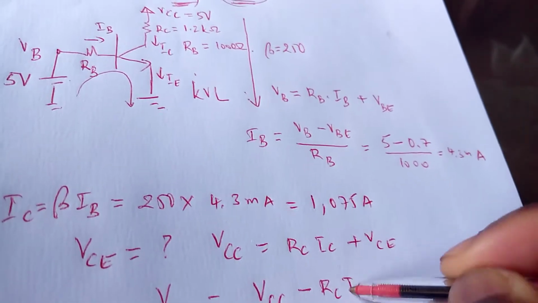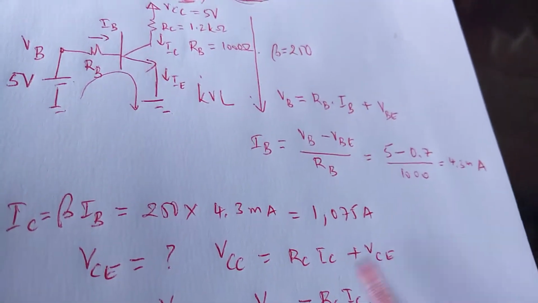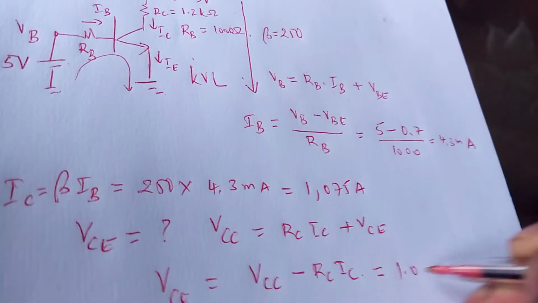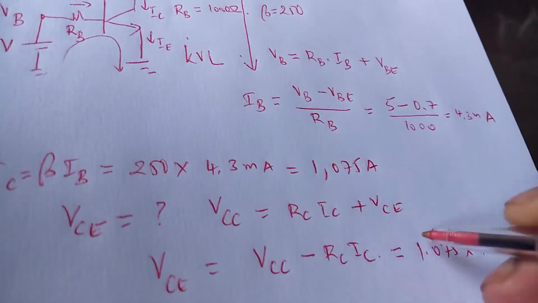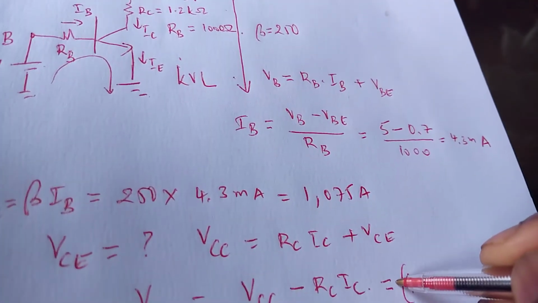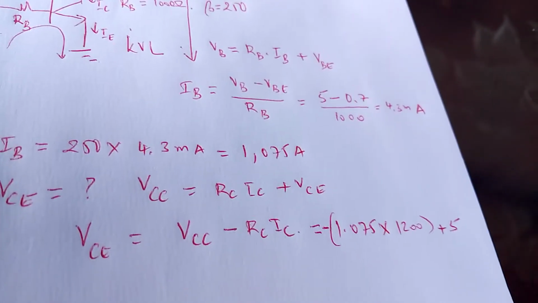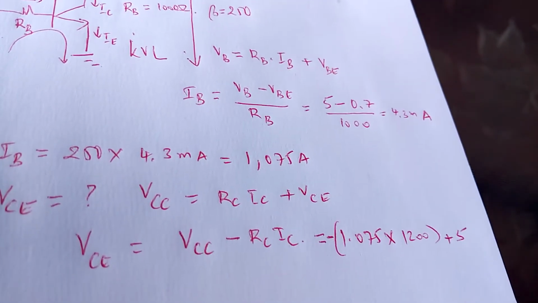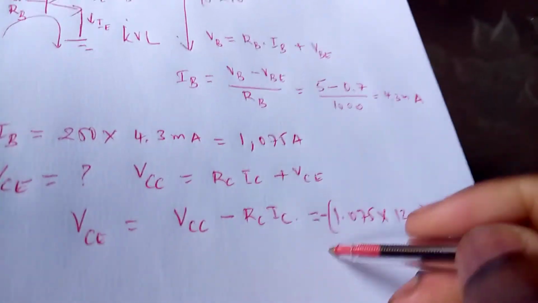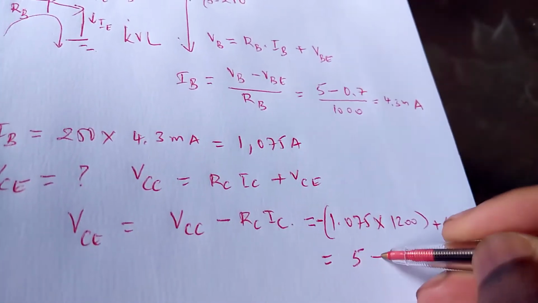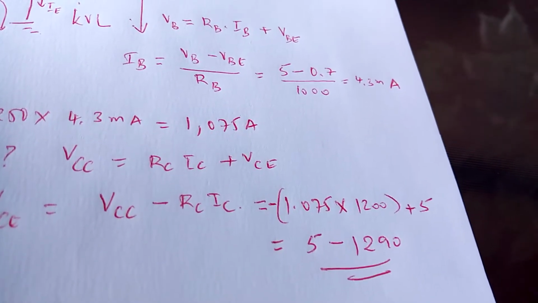So now, our IC is equal to 1.075 amps. If you take 1.075 amps multiplied by the collector resistance, which we say is 1.2 kilo-ohms, all of that being subtracted from VCC, which is 5 volt, you end up with 1.075 times 1,200, which would have given 5 minus 1,290. Which will be a negative value.